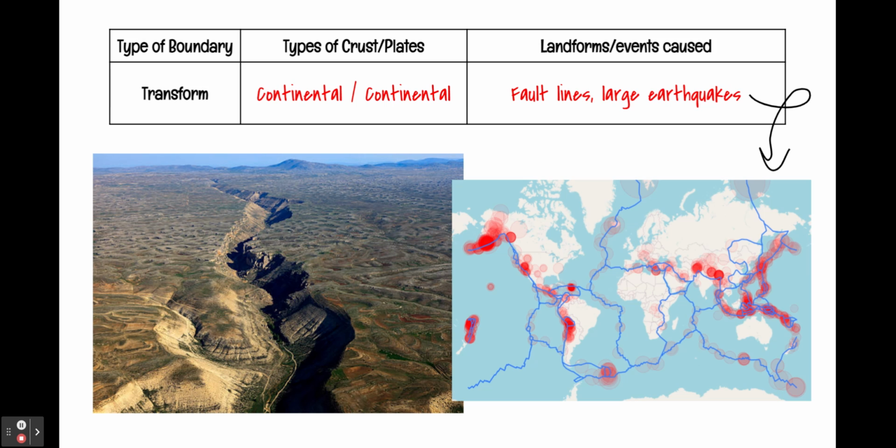So that is all of the boundaries: transform, divergent, convergent, and all of the landforms that can be created at each. If you have any questions, message me or talk to me in class.